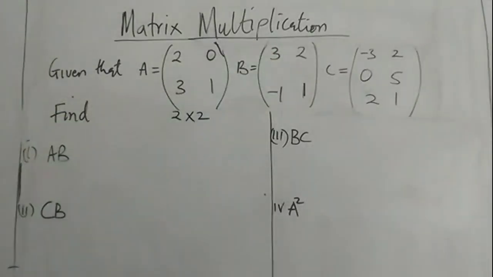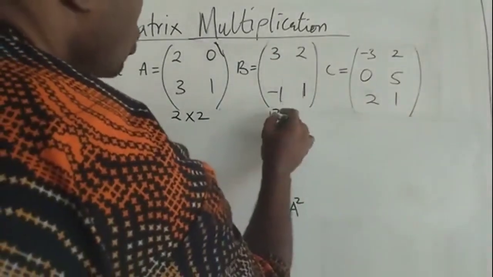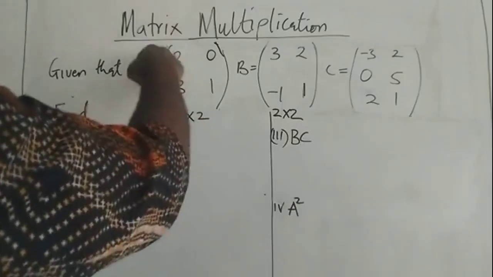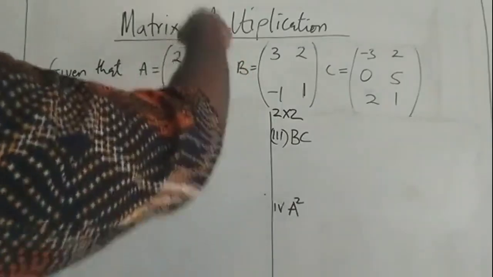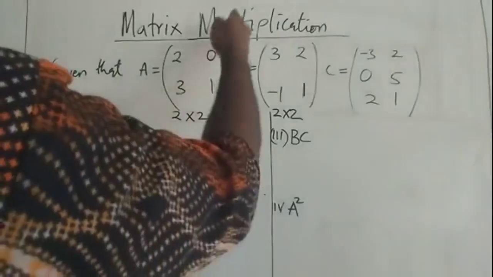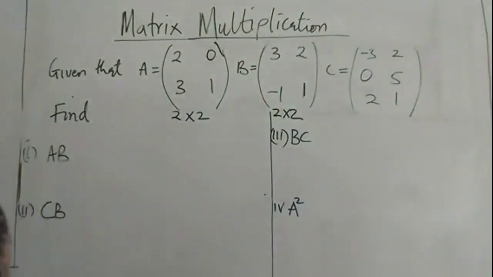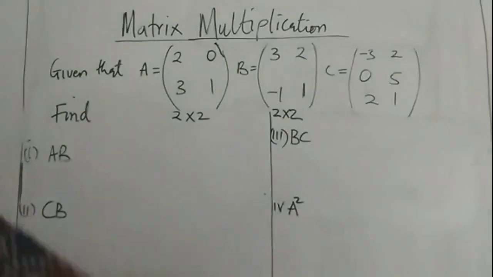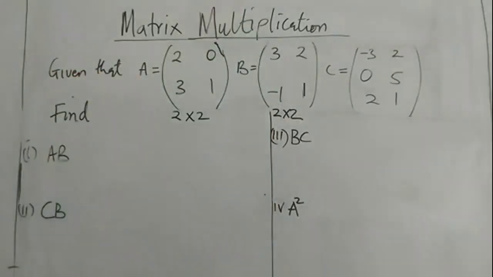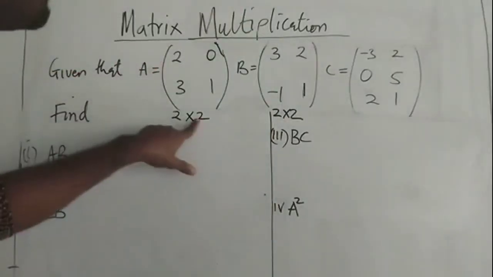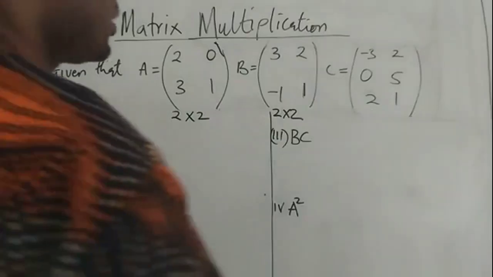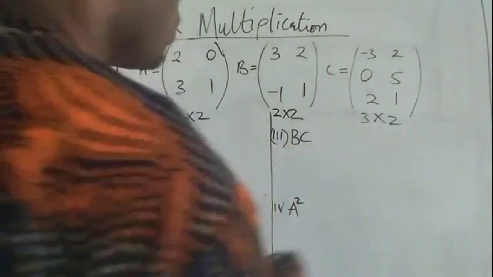And what is the order of the second matrix? It is 2 by 2. How do we get 2 by 2? It simply means 2 rows and 2 columns. The rows run from left to right in a horizontal manner, while the columns run from up down in a vertical manner. So 2 rows and 2 columns, 2 rows and 2 columns, but this one is 3 rows and 2 columns.